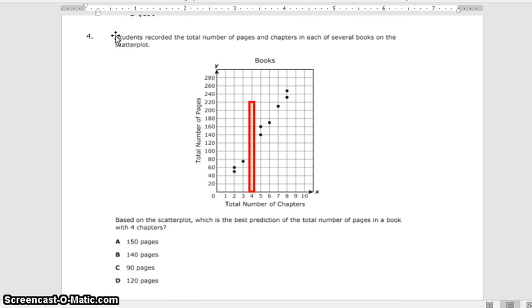Number 4. Students recorded the total number of pages and chapters of each of several books on the scatter plot. Based on the scatter plot, which is the best prediction of the total number of pages in a book with 4 chapters? 4 is marked on here. It is marked on your paper with a yellow highlighter.